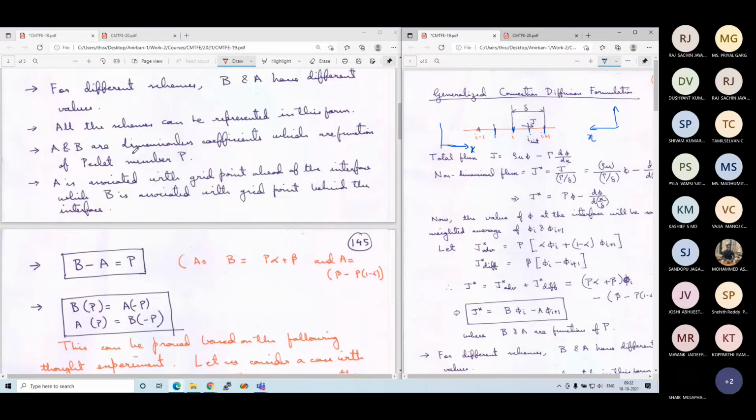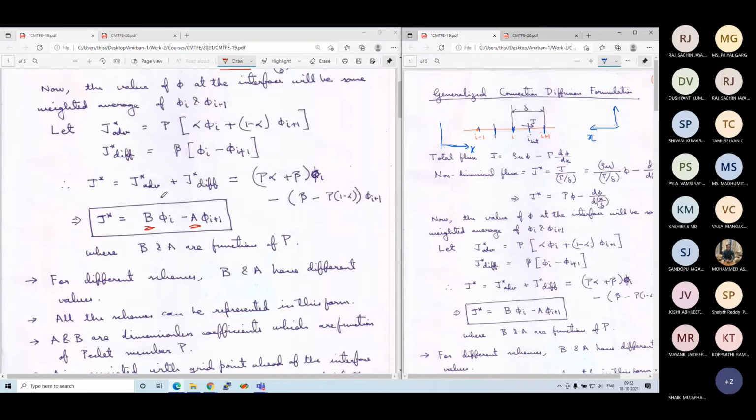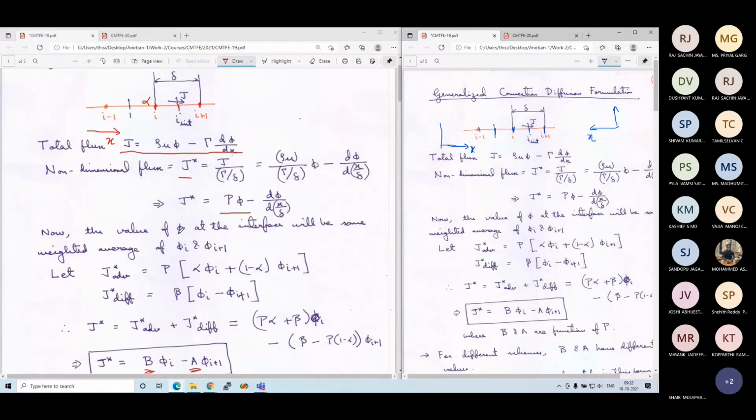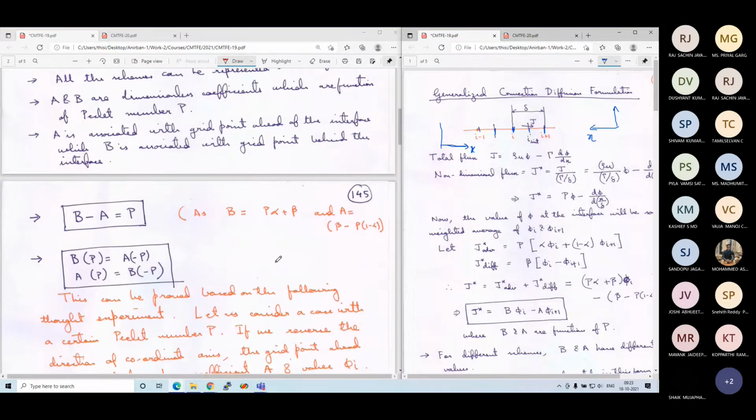So let us look at some more features of B and A. We will see that they are related, so that if we only know one of them, A or B, the other can be easily calculated. Another feature is that if we only know one of them for positive Peclet number, we can calculate it for the negative Peclet number. The function need not be the same for positive and negative Peclet number. So it can be minus P for positive Peclet number, but 0 for negative Peclet number. So we have to see its value, and whether we can extract some more features.